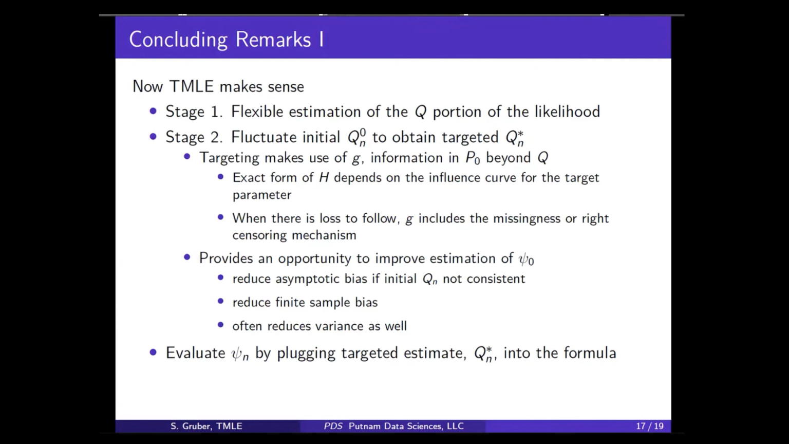The second part now should make sense. We're just going to tweak that initial estimation of Q a little bit to update it to get a targeted Q, and the star just means it's targeted. How we do it is we make use of the information in the G portion of the likelihood. For this example, it was the propensity score. We create this covariate H, and exactly what it looks like depends on the thing we're estimating. We saw how to do it for the ATE today.